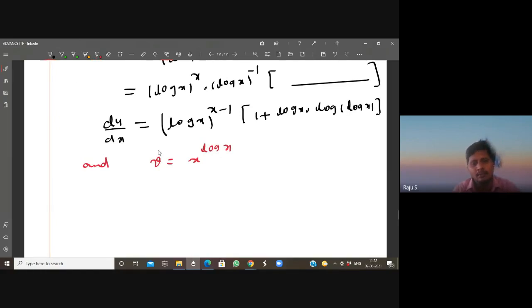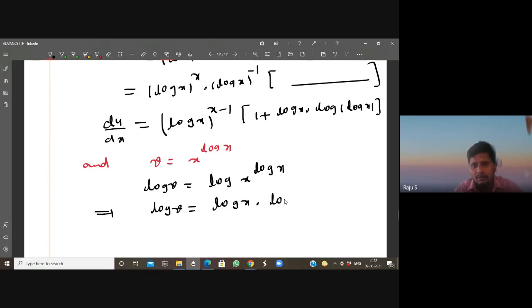Now apply log on both sides. So log v is equal to log of x power log x. I'm taking it directly here, but you should write "apply log on both sides." So the left side is log v, and the right side is log of x power log x, so log x into log x.